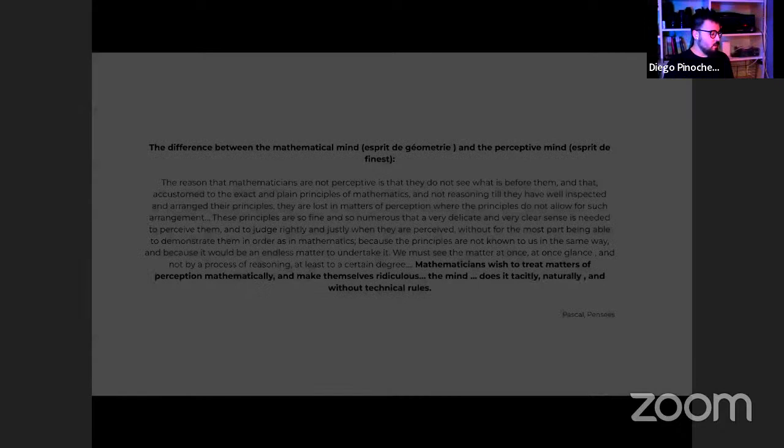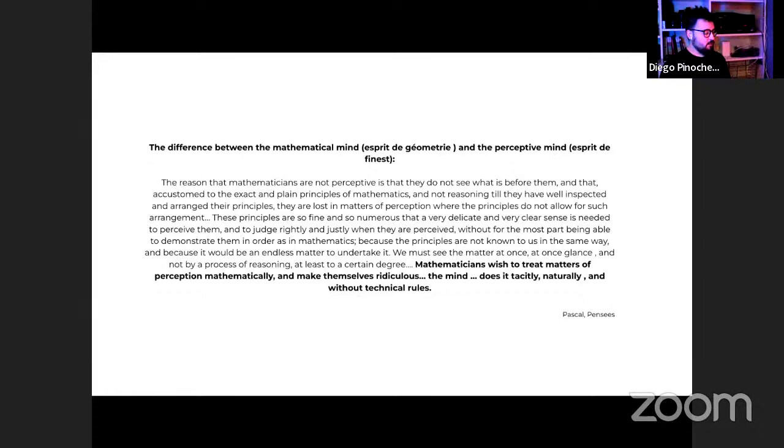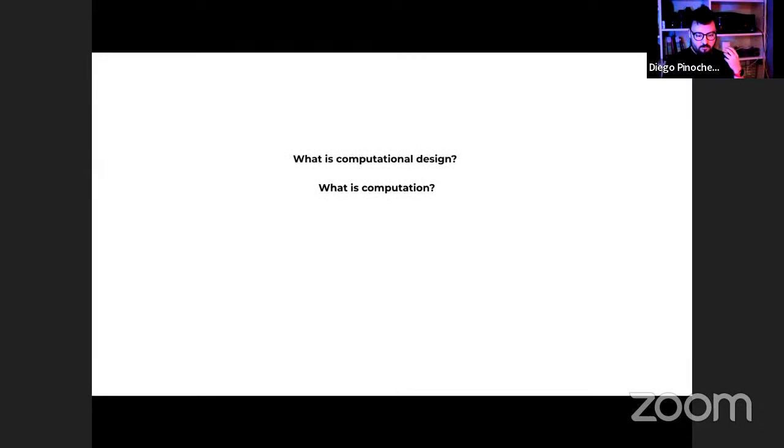So what you see here is something that I always show to my students. This is a quote from Pascal that talks about the difference between the mathematical mind and the perceptive mind. And I really like the last part, where it says mathematicians, in this case we can say technicians, wish to treat matters of perception mathematically and make themselves ridiculous. The mind does it tacitly, naturally, and without technical rules. And this kind of resonates with the previous presentations from Willy, Sebastián, and Tomas.